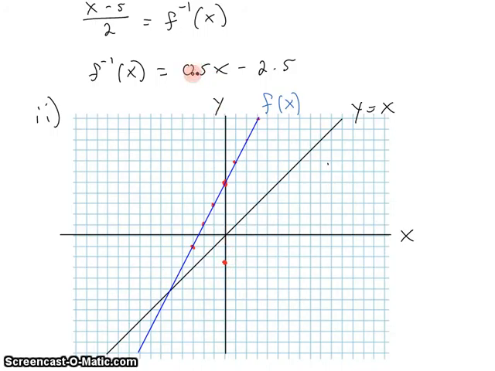The slope is positive 0.5, so we go up a half for every 1 over. Up a half, 1 over. Up a half, 1 over. Up a half, 1 over. Up a half, 1 over.